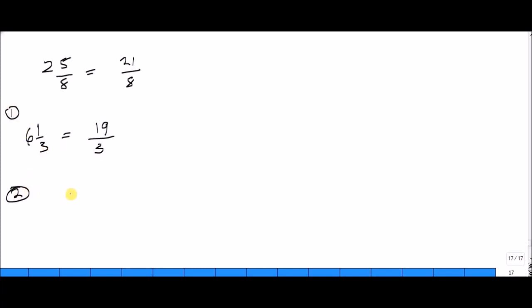Number 2, they had 15 and a half. We would say 2 times 15 would give us 30. 30 and 1 would give us 31 over 2. Last but not least, we have number 3. Our mixed number is 2 and 7/8. And this would be 8 times 2, 16, 16 and 7, giving us 23 over 8.